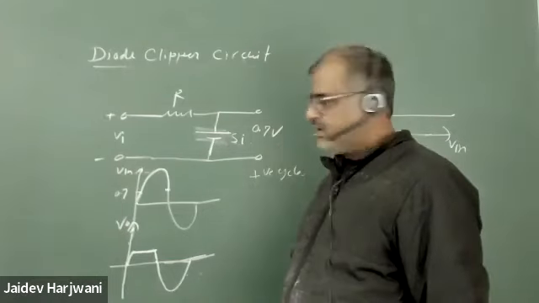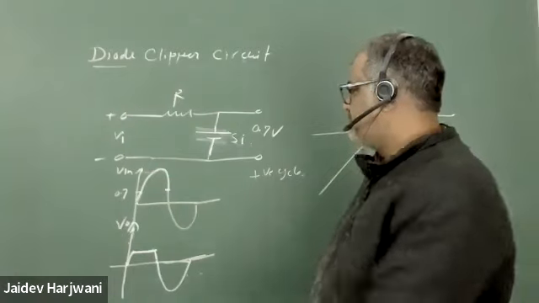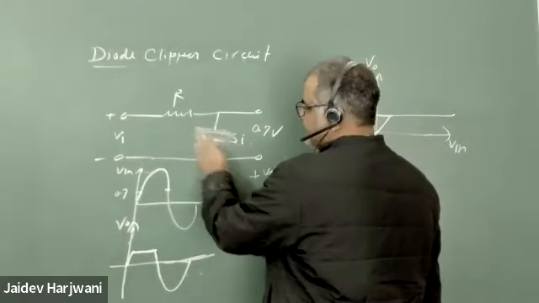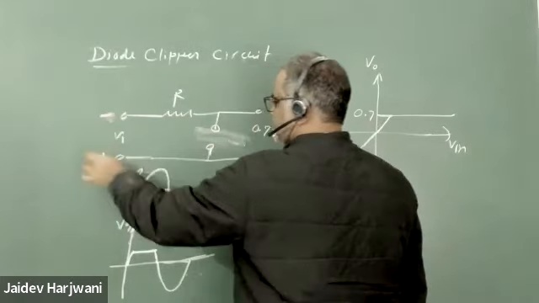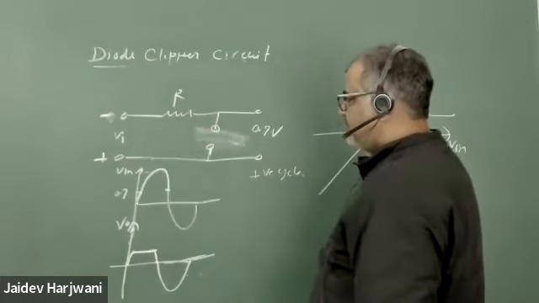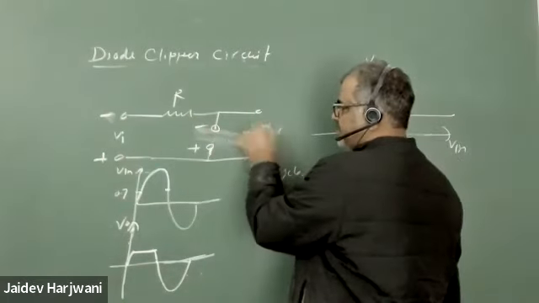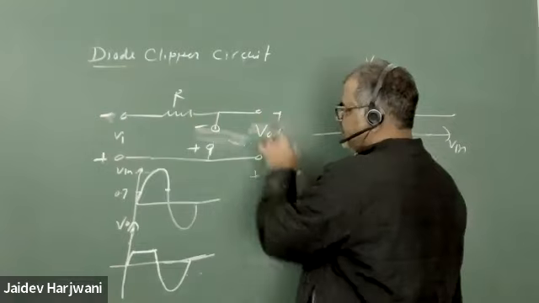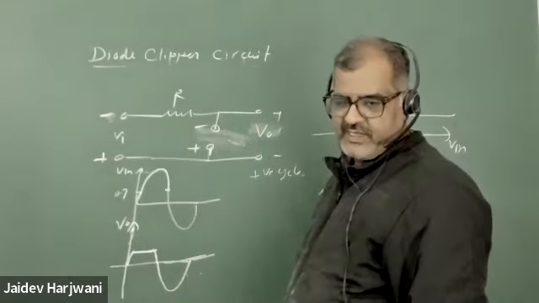Sir, in the negative cycle it becomes open. In the negative cycle it is open because the diode is reverse biased. This becomes positive, this becomes negative. So whatever voltage is combined, it comes like this. You are measuring like this, coming like this, that is negative. So whatever you are applying, the same is coming.